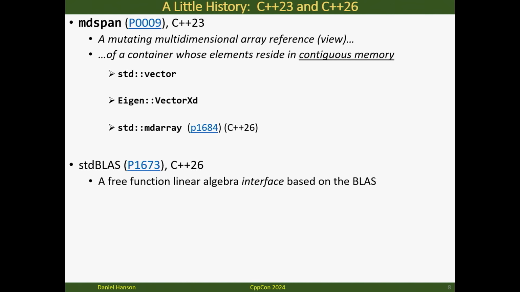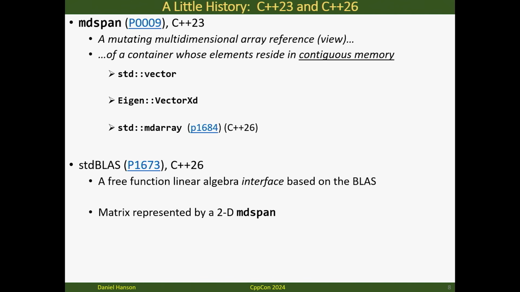And what it is, it's a free function linear algebra interface based on the BLAS. So what that means is you can use an arbitrary BLAS library, but the interface will always be the same, and it'll be standard, which is a nice thing. So no matter what library you're using, your code remains standard.